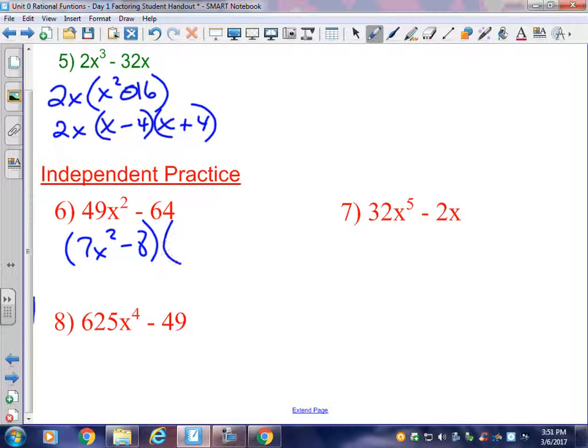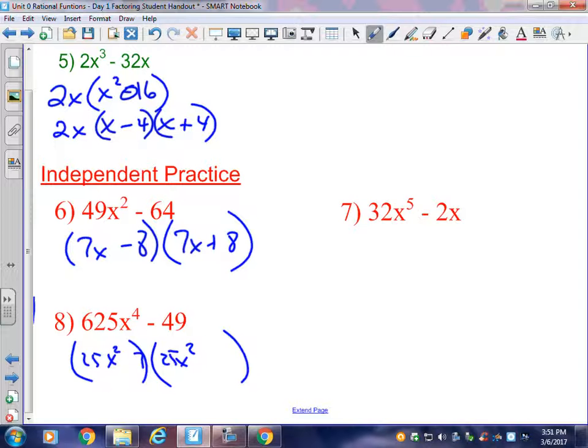This one, well, I didn't mean to write that square. This will be 7x minus 8, 7x plus 8, because 7 times 7 is 49, and 8 times 8 is 64. Now I can't go again because that's not an even power anymore. 625 is 25 and 25, x to the fourth is x squared and x squared. 49 is 7 and 7 with a minus and a plus. I could go again with the 25, but I can't with the 7 because they're not two identical numbers that multiply to be 7. So not all fourth powers go twice.